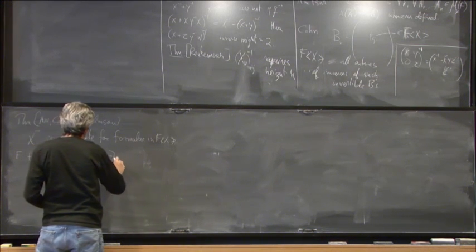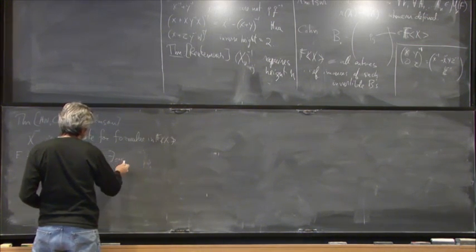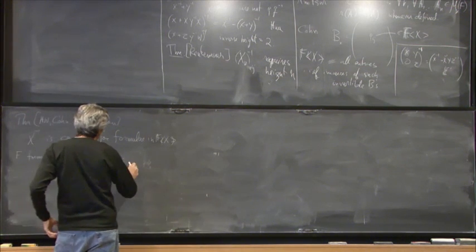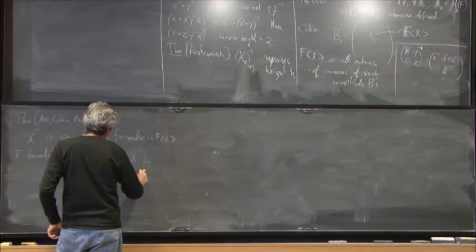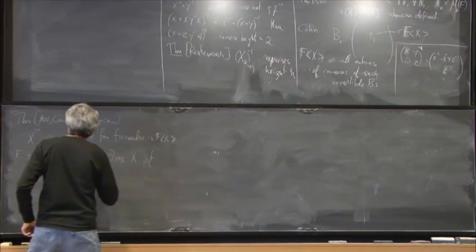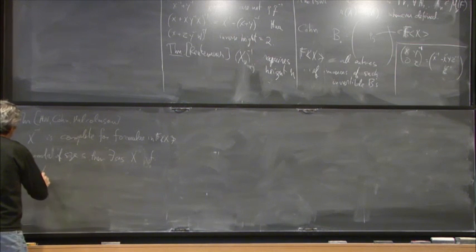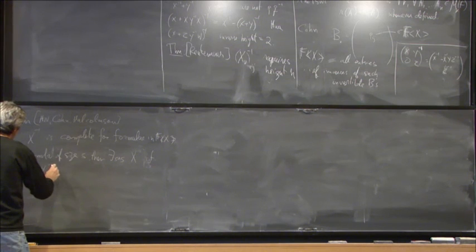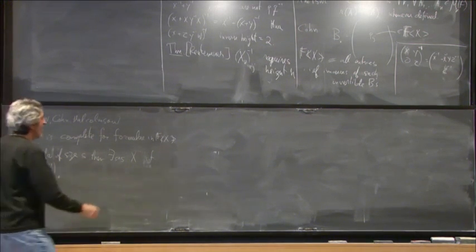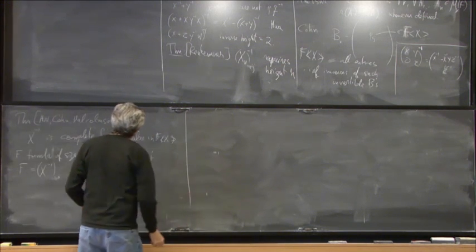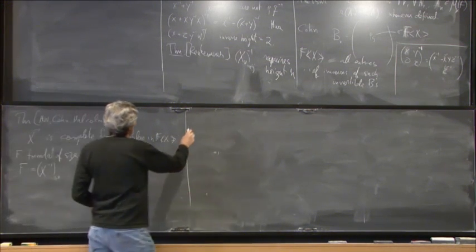Then there exists an S by S matrix, or maybe it's a 2S by 2S matrix, X. F is the top rightmost entry of S. Okay, so this is a completeness result, and it should remind you of Valiant's completeness result, of course.